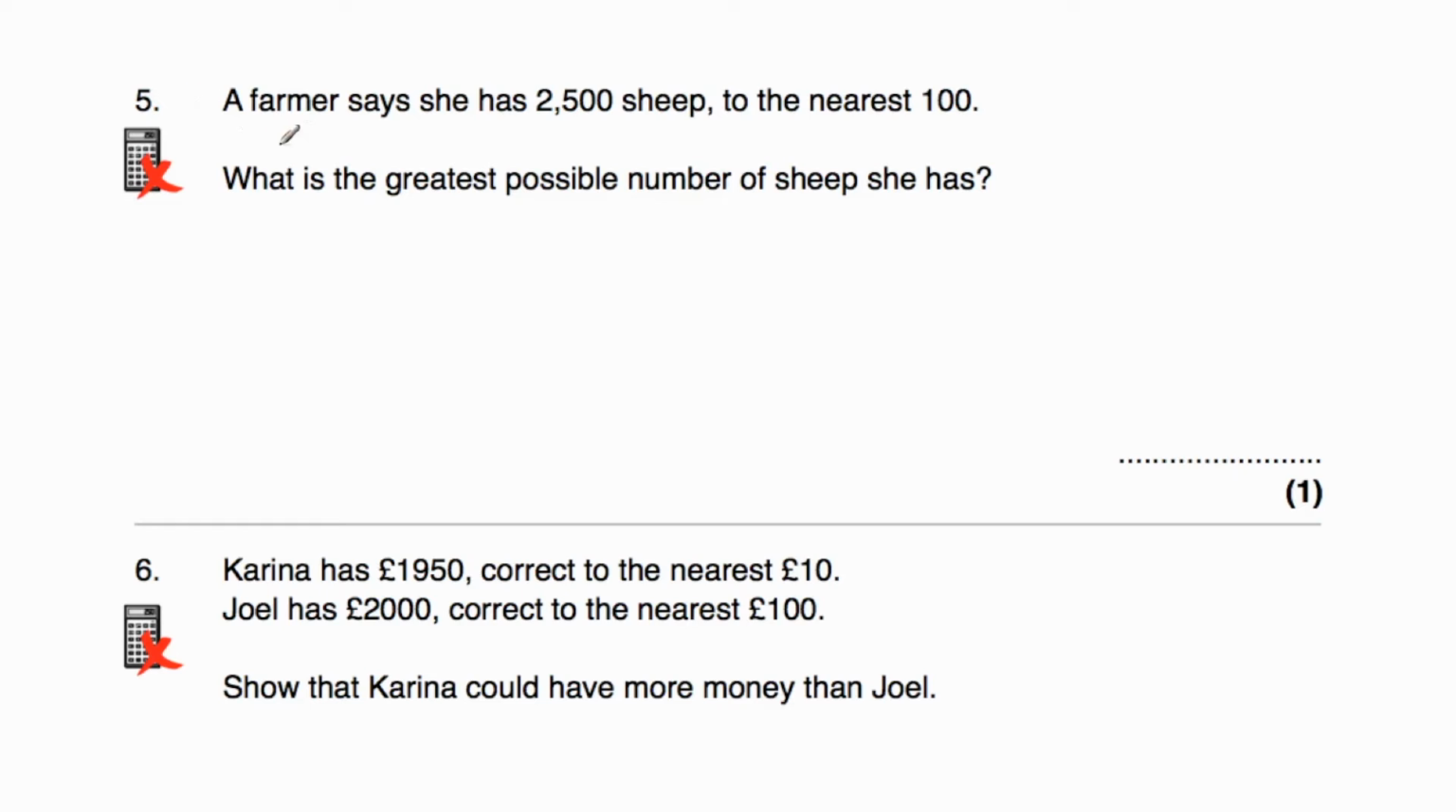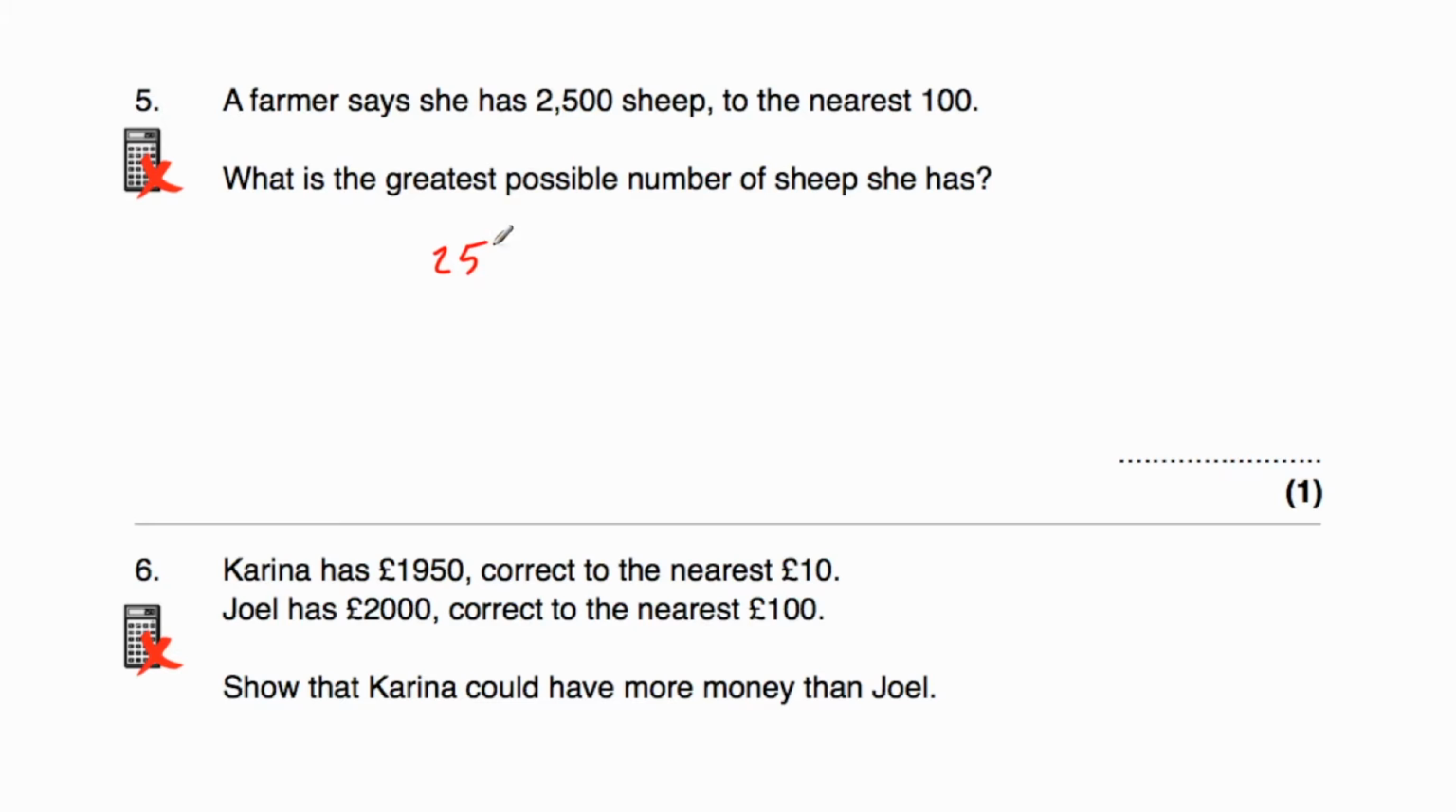Okay, question number 5. Question number 5 says, a farmer says she's got 2,500 sheep to the nearest 100. What is the greatest possible number of sheep that she has? So she could have 2,500, and we round it to give us 2,500 exactly, and that's fantastic. But it could have been a number that was bigger than 2,500 and that's rounded down to give us 2,500. She could actually have more than 2,500 sheep. So let's consider the numbers that would round down to give us 2,500 to the nearest 100.